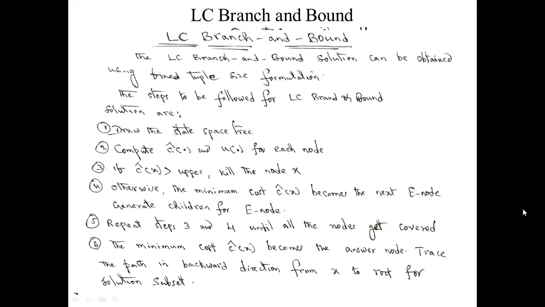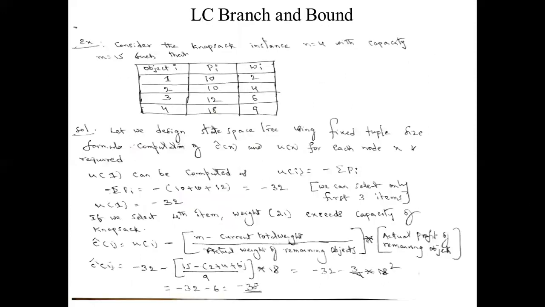Now I will show you how we can solve the 0/1 knapsack problem using LC branch and bound. Suppose we take this instance: there are 4 objects, the profits are 10, 10, 12, 18, and the weights are 2, 4, 6, 9. The constraint is that we select elements and place them in the knapsack so that we get the maximum profit, and the knapsack capacity should not be exceeded. The sum of the weights of the elements you include should be less than or equal to 15.